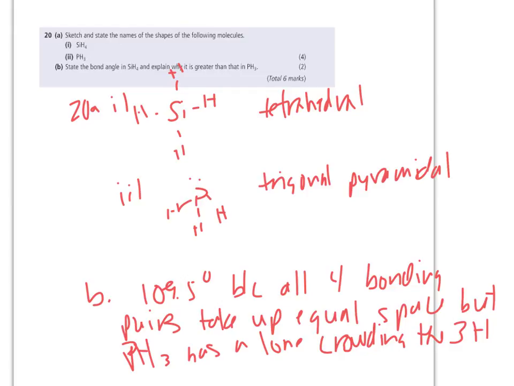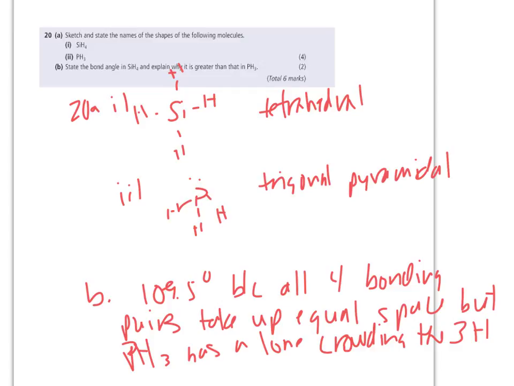In number 20, I've already written in the information here because we've seen these bonds several times. Sketch and state the names of the shapes of the following molecules. So I have SiH4. That's going to be tetrahedral since it's just 4 hydrogens single bonded to the silicon. But the PH3 is going to be trigonal pyramidal since it has a lone pair attached to it.